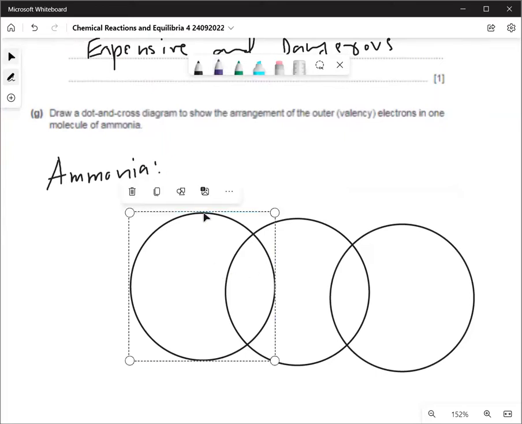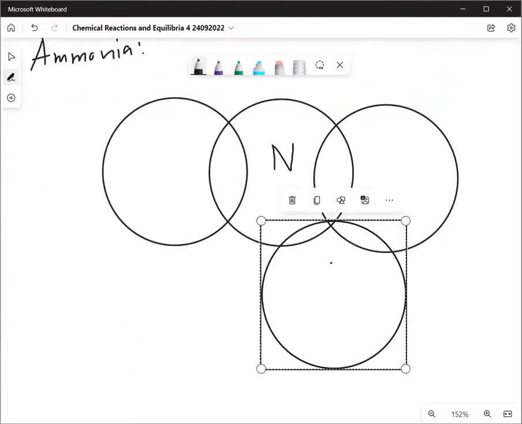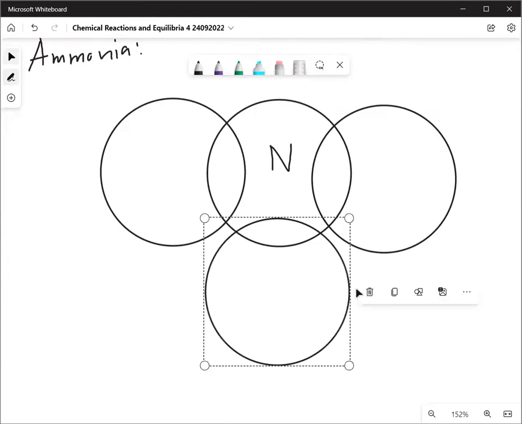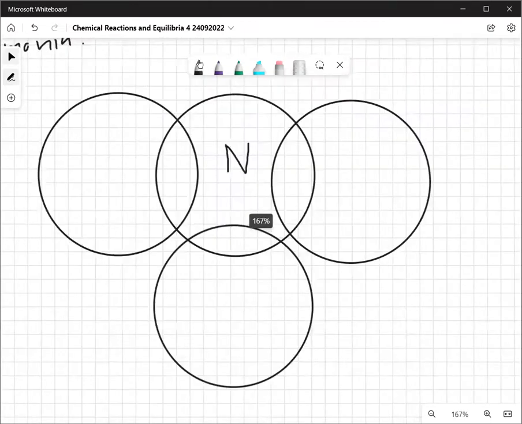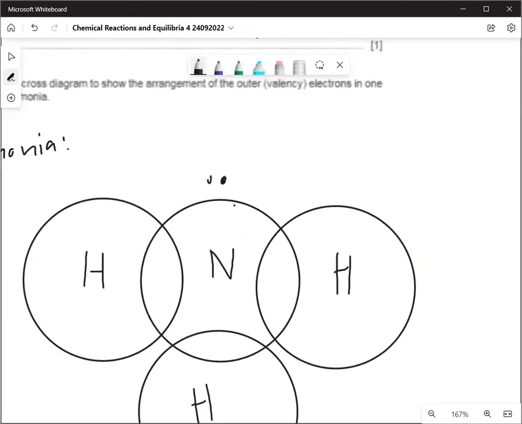Now this is what ammonia looks like. Please draw it in your notebook. We have N in the middle and 3 H's, like this. H, H, H.